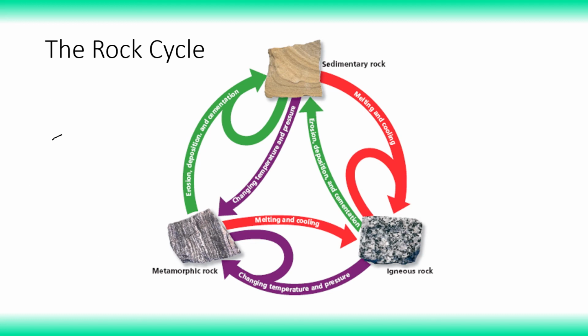But if you look at the diagram, they've used the same red, green, and purple that we saw a couple of diagrams ago. Anything that involves melting and cooling gets a red arrow. Anything that involves erosion and deposition gets a green arrow. And anything that involves heat and pressure gets a purple arrow.